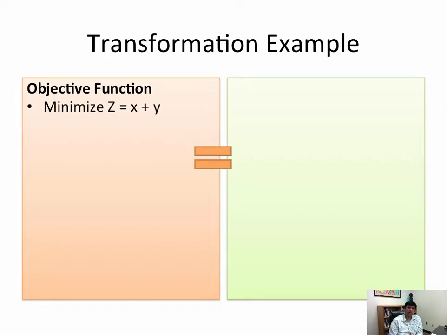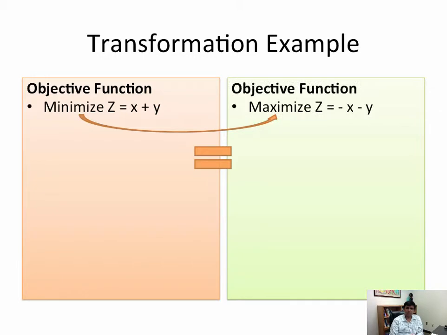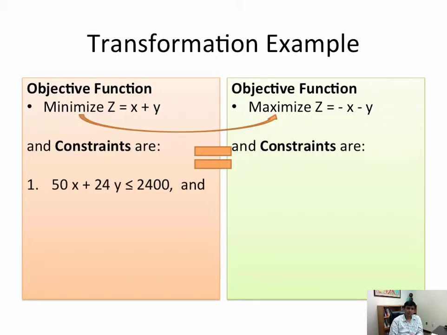We said that our standard form is maximize, which means if we have to convert a minimize to maximize, we have to multiply the right hand side with a -1, and the answer will be maximizing objective function. So we get maximize z is equal to minus x minus y. Now let's look at the constraints. The first constraint is, let's say 50x plus 24y is less than equal to 2400.